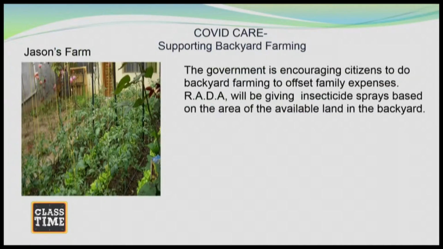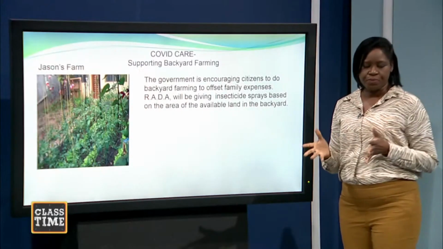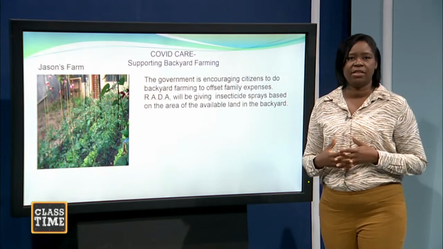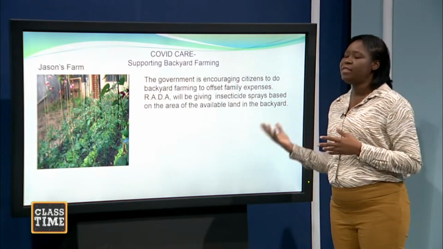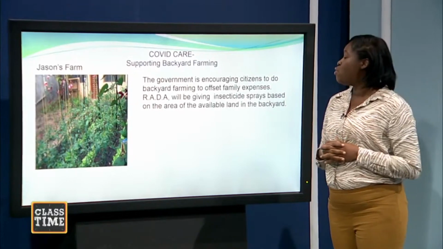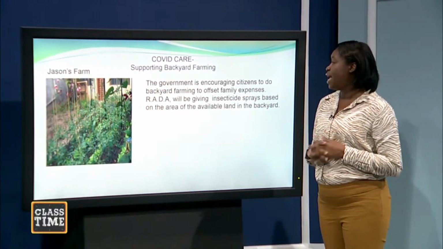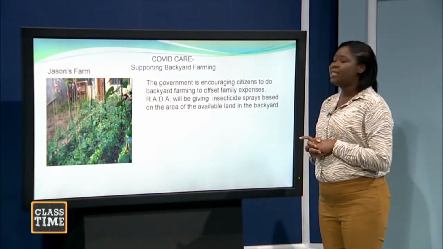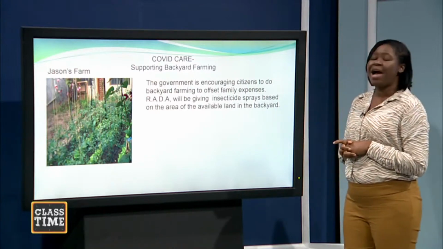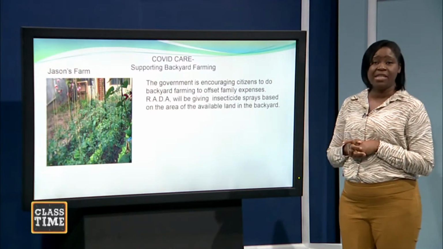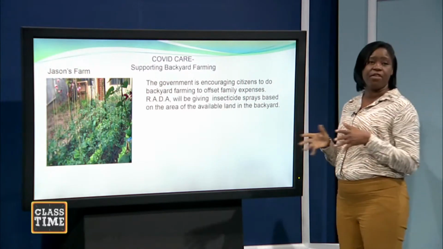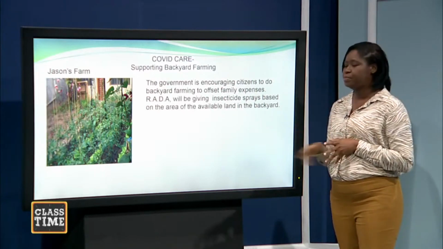All right. Now, we have been affected by COVID from March, and it has impacted our daily lives, whether financially or otherwise. Some persons have lost their jobs. In light of this, the government has put in programs to assist citizens. And this one we're looking at is COVID care supporting backyard farming. The government is encouraging citizens to do backyard farming to offset family expenses. Farmers will be given insecticide sprays based on the area of the available land in the backyard.